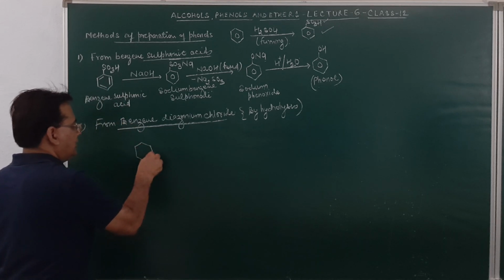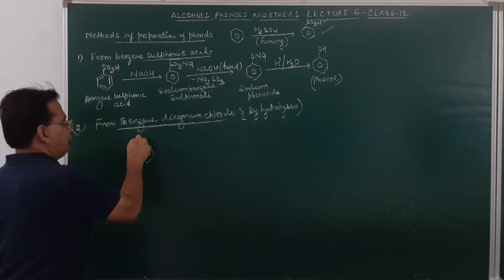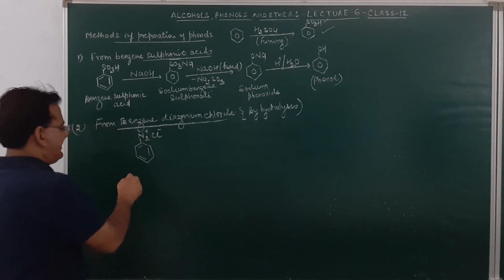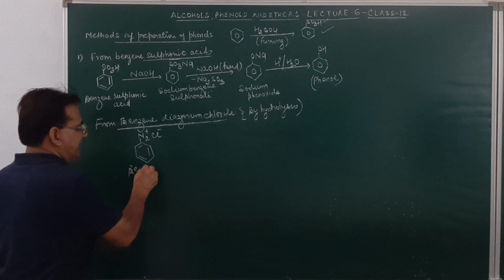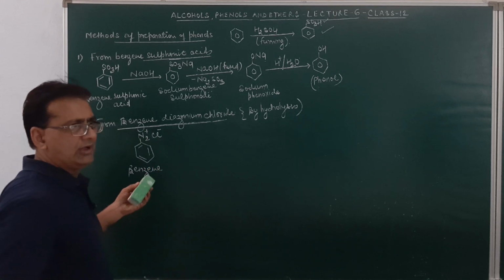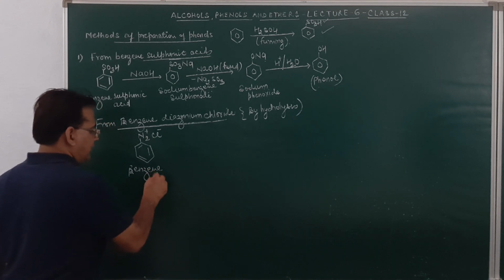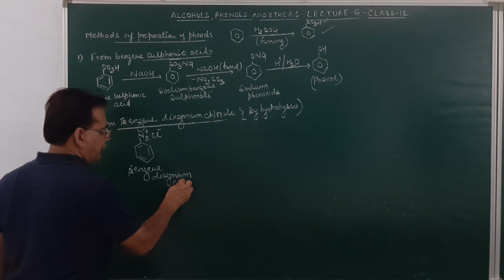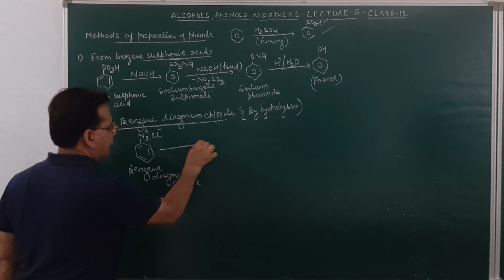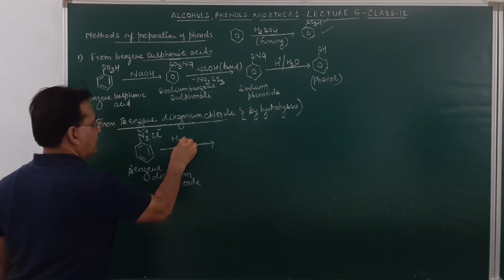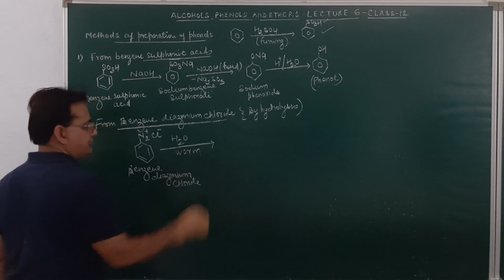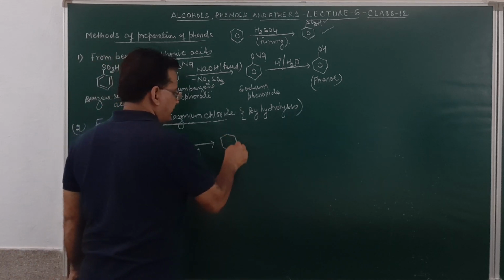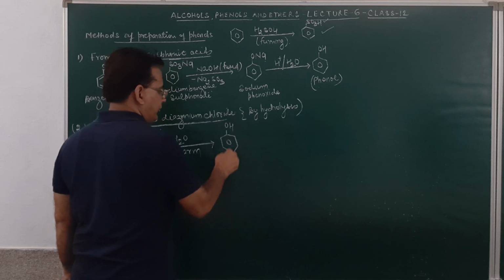Benzene diazonium chloride. This is benzene and then N2 positive, Cl negative. When we study chapter number 4 of organic chemistry, we will come across benzene diazonium chloride. Benzene diazonium chloride, when warmed with water, will result in the formation of a phenol molecule. The product obtained over here will be phenol.